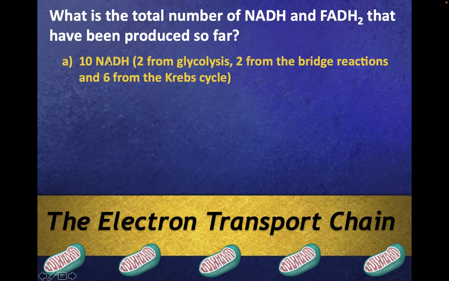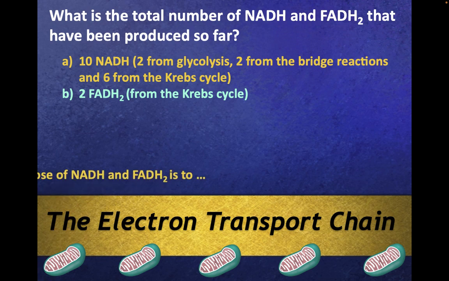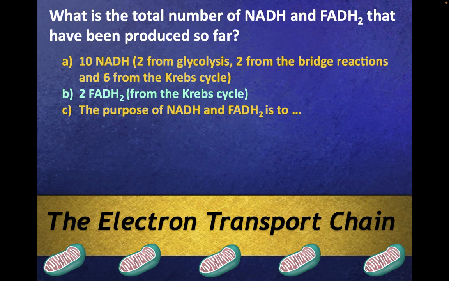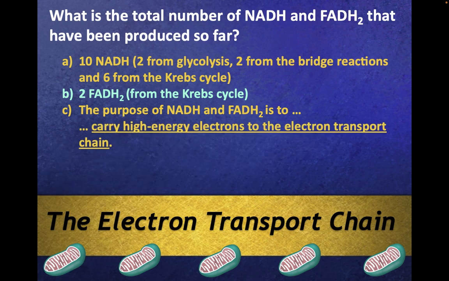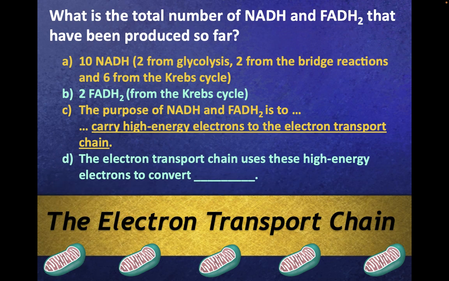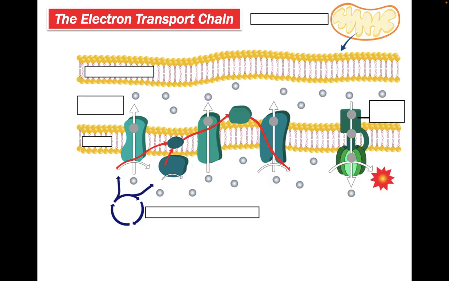So we have 10 NADH: 2 from glycolysis, 2 from the bridge reaction, and 6 from the Krebs cycle. Remember that the Krebs cycle did 2 turns. We have 2 FADH2 from the Krebs cycle, again, 1 per turn. The purpose of these is to carry the high energy electrons to the electron transport chain so that they can generate ATP when it gets there. That's going to change the ADP to ATP.